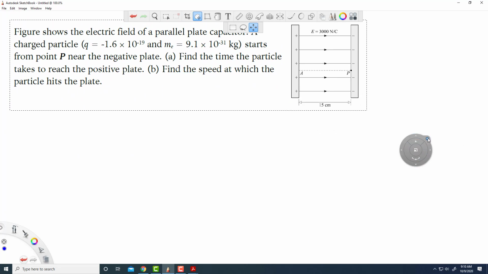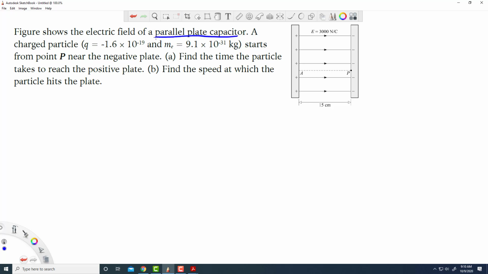So we have these 2 plates that have 2 different charges. One plate has positive charge and the other has negative charge. So this kind of charge configuration is called a parallel plate capacitor. So a parallel plate capacitor is where you have 2 plates with positive on one plate and negative on the other plate.